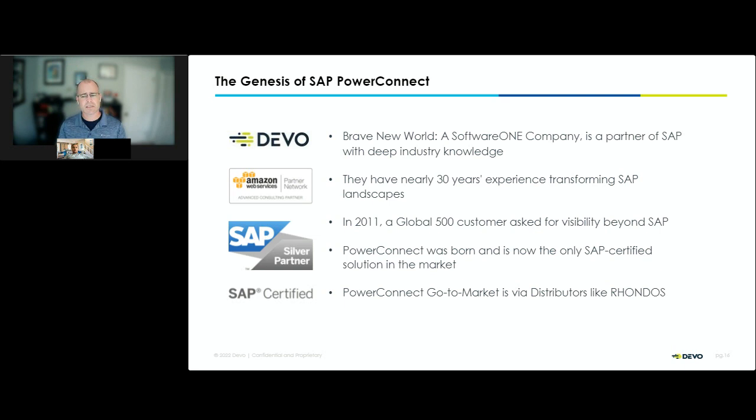The consultants at Brave New World suggested extracting the performance data and sending it to another analytics tool. PowerConnect was born with those first few lines of ABAP code. The solution was novel, extracting performance data in near real time and shipping it to a big data platform for monitoring, alerting and analysis. And now it is an SAP certified solution.